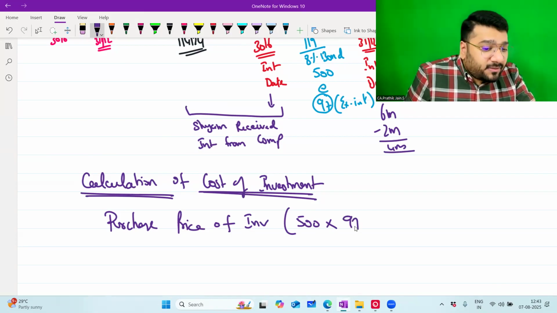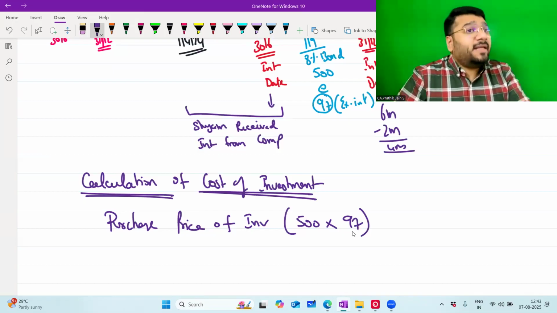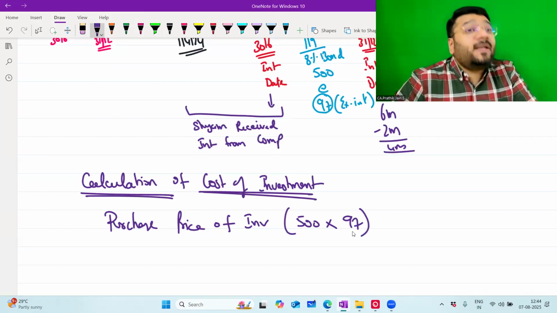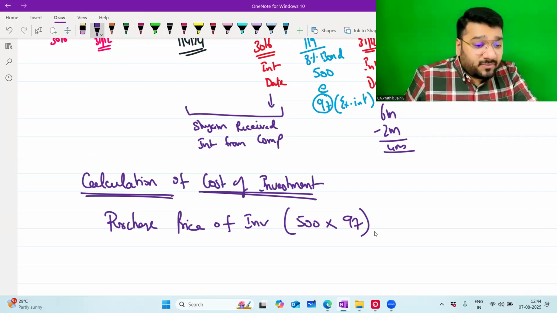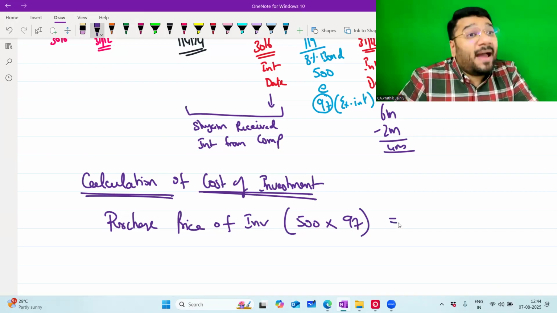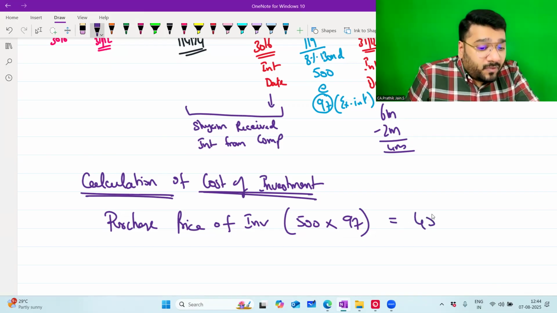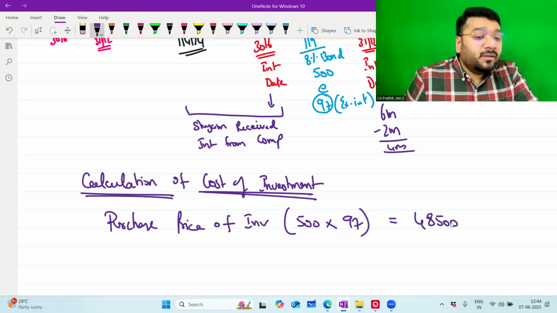97 into 97. Is this cum-interest or ex-interest? Ex-interest. Had this been cum-interest, I would minus interest. Why minus interest? I'm discussing that in the next class. So now, what is the value that I paid for buying the bond? 48,500. This I have to pay to the party.